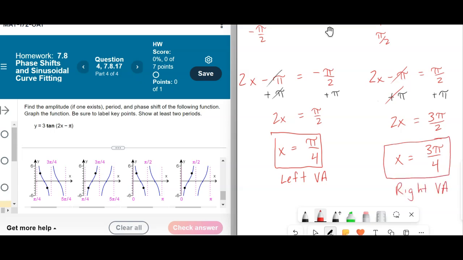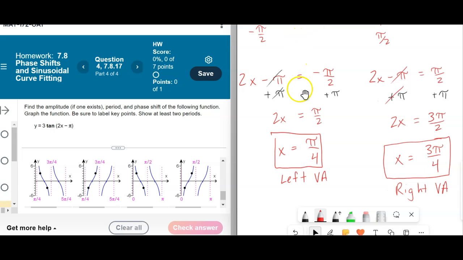The vertical asymptotes for tangent are always separated by the period. There's always a period between vertical asymptotes. And if you subtracted 3 pi over 4 minus pi over 4, you would get 2 pi over 4, or pi over 2, which is our period here.